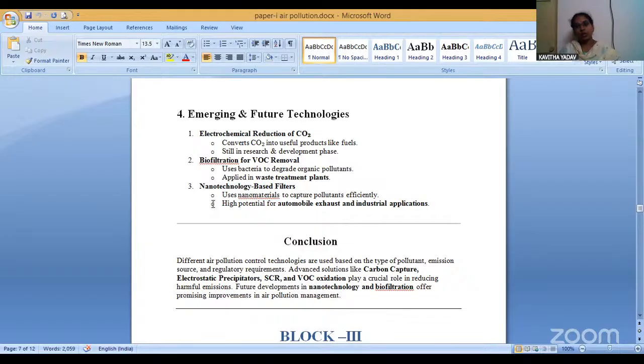The future technologies, right? Electrochemical reduction of carbon dioxide. What does electrochemical reduction of carbon dioxide mean? It means converting the carbon dioxide into useful products like fuels.